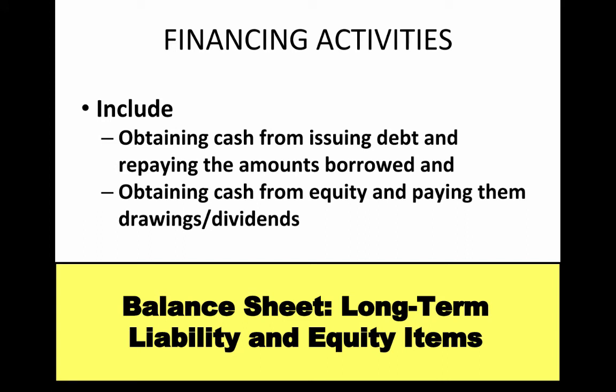Okay, so you need to look at your balance sheet long-term liability section. So these are mortgages that would be affected here. So the amounts borrowed, and of course equity items, and this would be your dividends as an example.